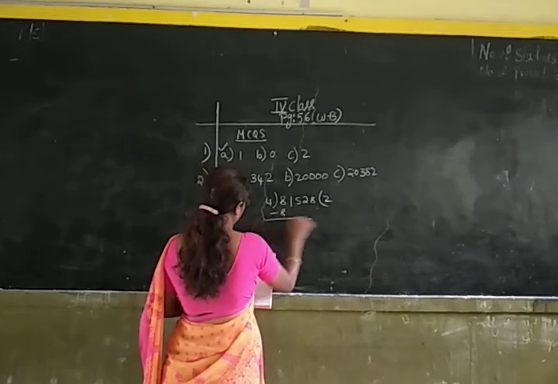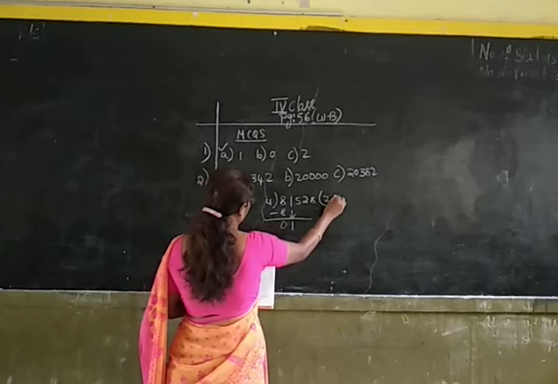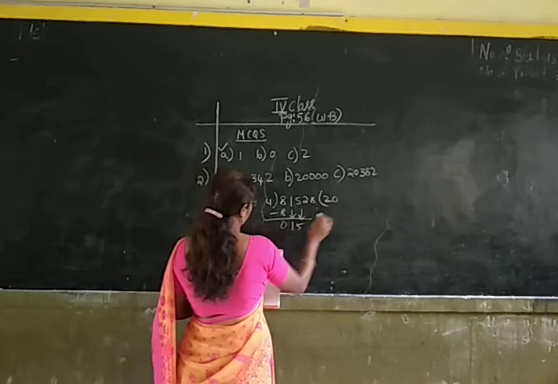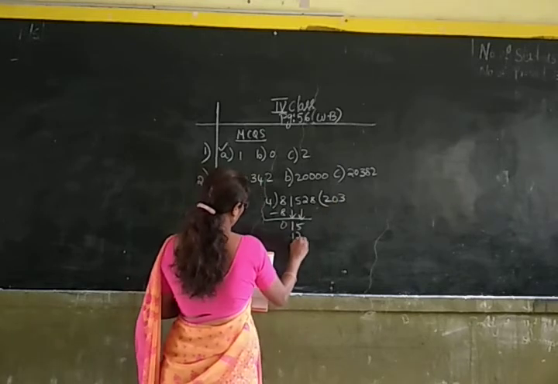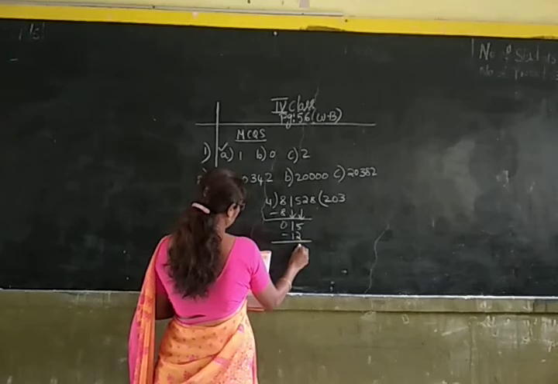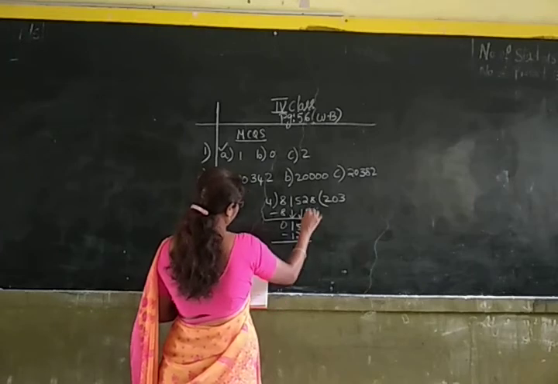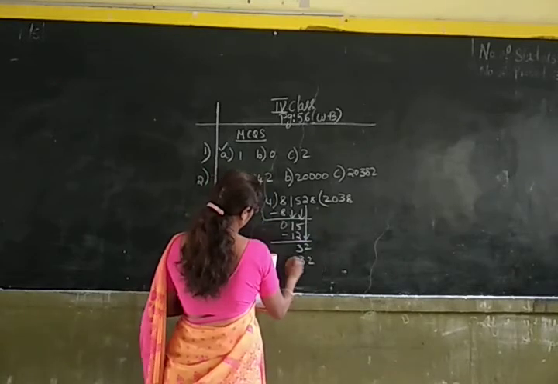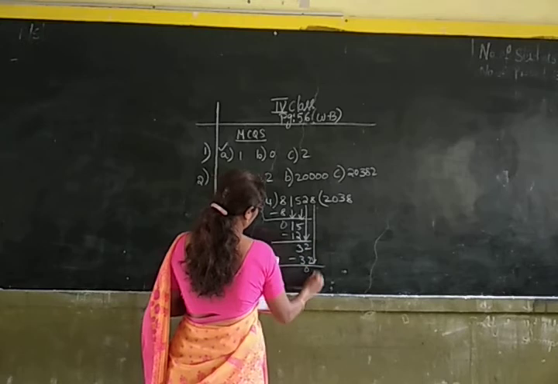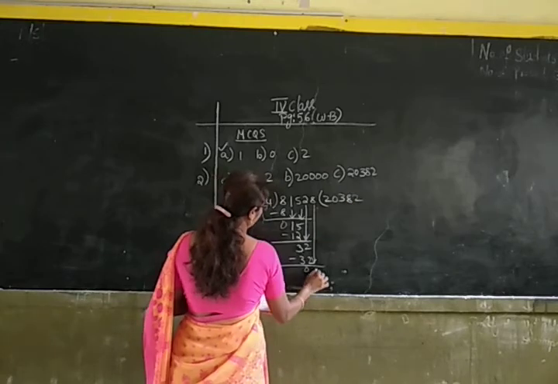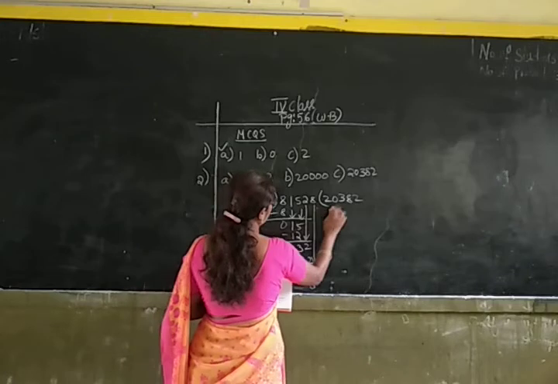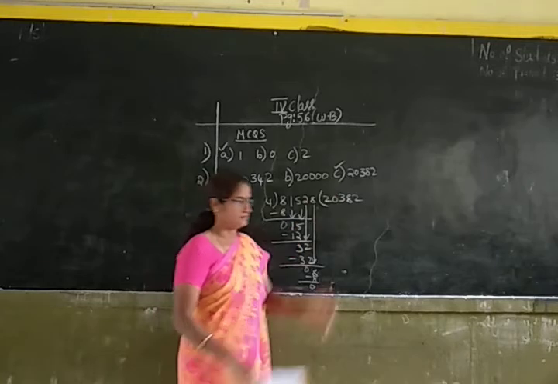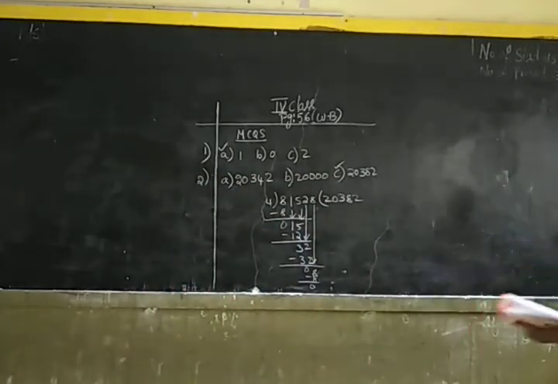4 twos are 8. Bring down 1. 1 is smaller than 4, so bring down the other number. So it is 15. 4 threes are 12. 15 minus 12 is 3. Bring down 2. 4 eights are 32. Bring down 8. 4 twos are 8. So the answer is 20,382. All of you pick the C option. Okay children, you pick the C option for second question.